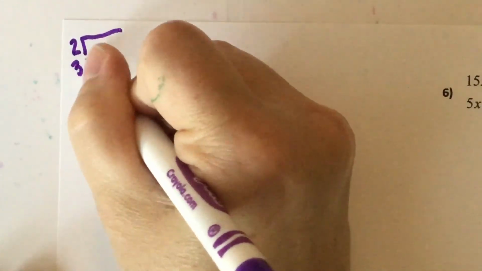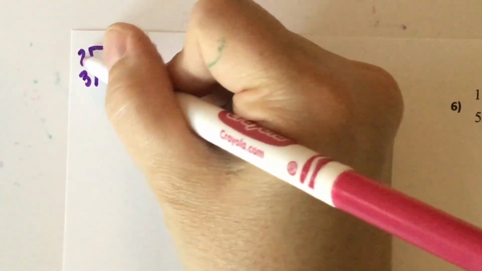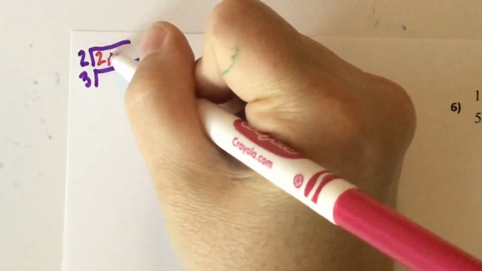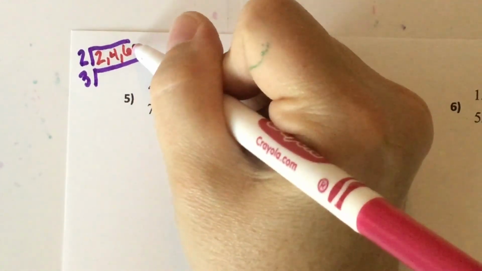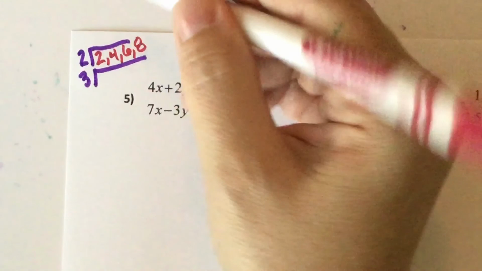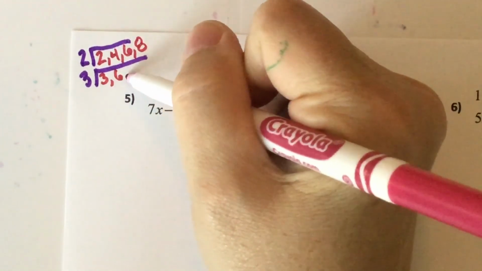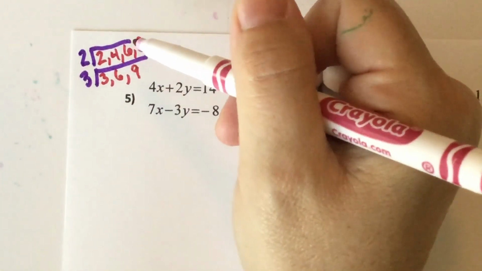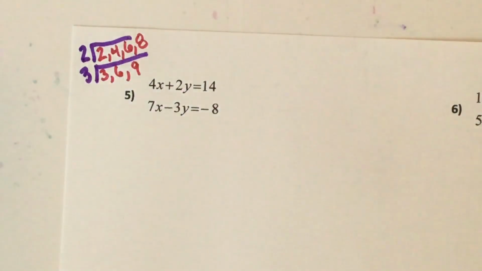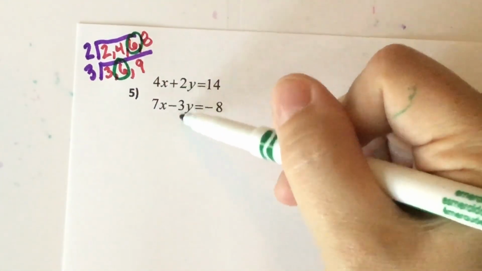2 and 3. Think about the things that they go into. Think of your multiples. 2 times 1, 2 times 2, 2 times 3, 2 times 4. These are numbers that 2 can divide into evenly. Think of your multiples of 3. 3 times 1, 3 times 2, 3 times 3. So you can see the smallest number that they can both go into is 6. So I'm going to make them 6s.